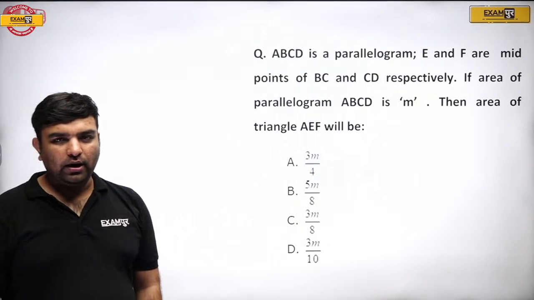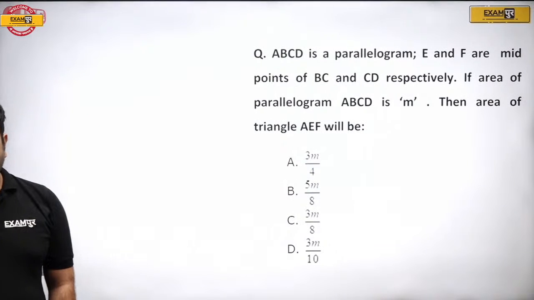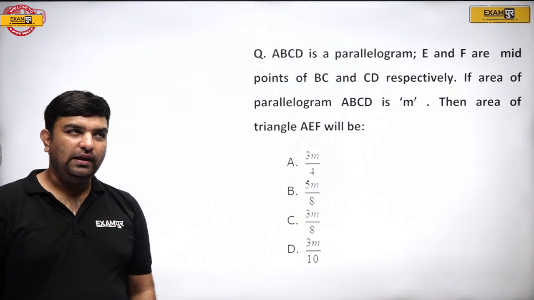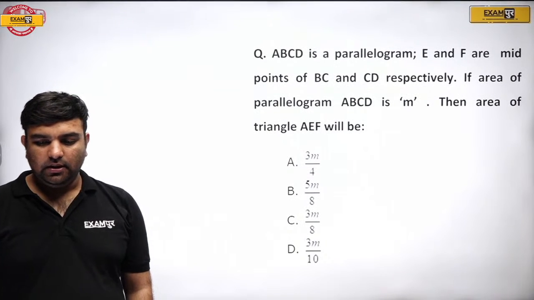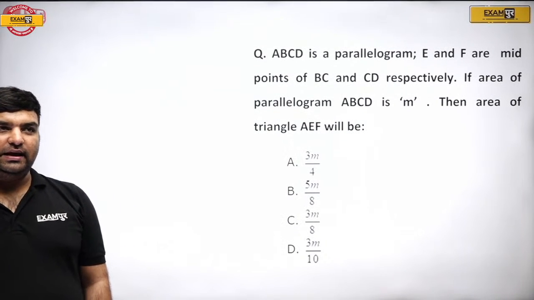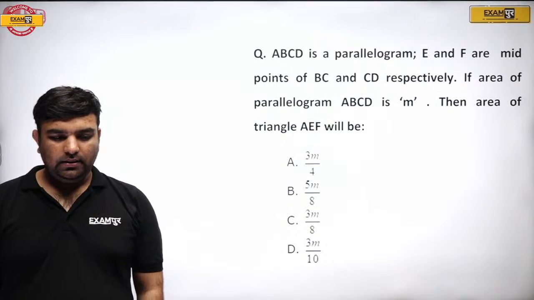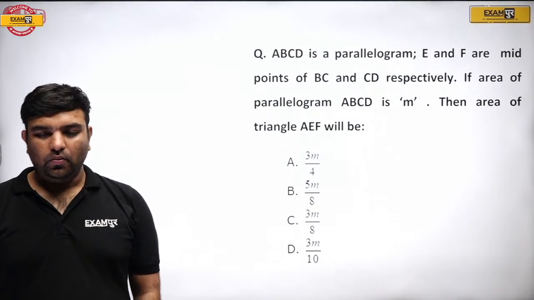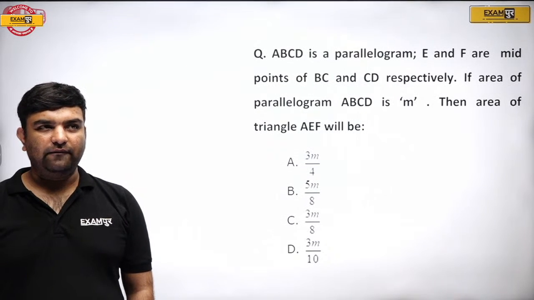ABCD is the parallelogram. E and F are the midpoints of the sides BC and CD. If the area of parallelogram ABCD is M, what is the area of triangle AEF?